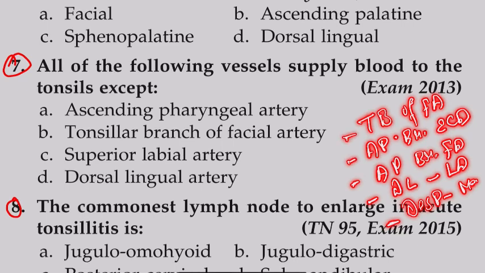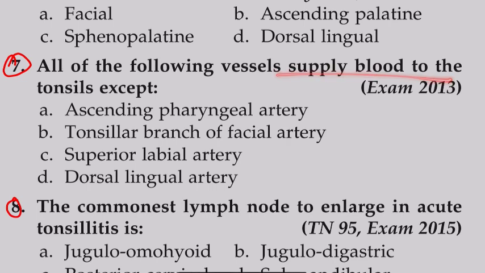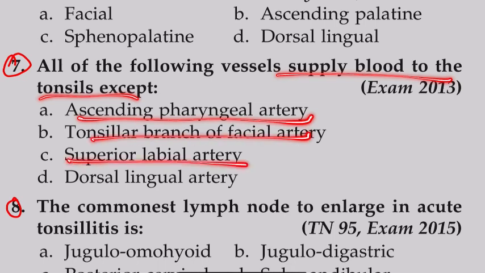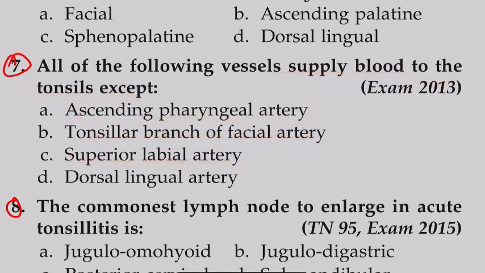So, all of the following vessels supply blood to the tonsil. Ascending pharyngeal artery, yes, it supplies; it is a branch of the external carotid artery. Tonsillar branch, that is right. Superior labial artery, is it? It is not. Dorsal lingual is there, superior labial is not. So the answer is superior labial artery.